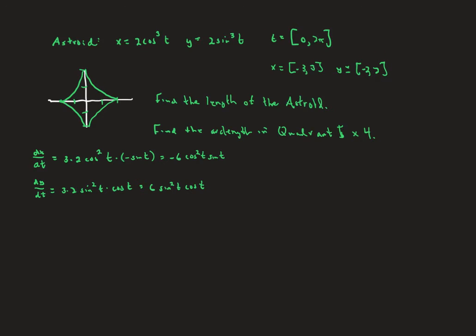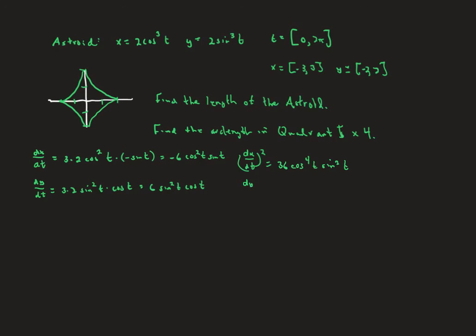Now from there, we're going to have to square that. So we need to find dx/dt squared. When we square that, we're going to get that -6 squared is going to become 36. The cosine squared is going to get squared and become cosine to the 4th. The sine will get squared and become sine squared of t. So there is our dx/dt squared.